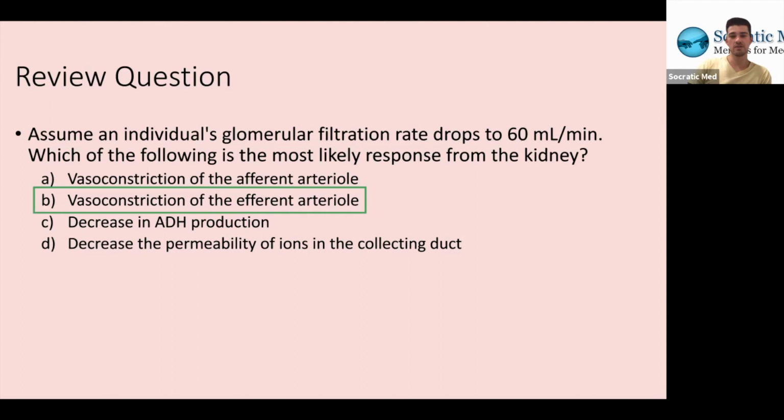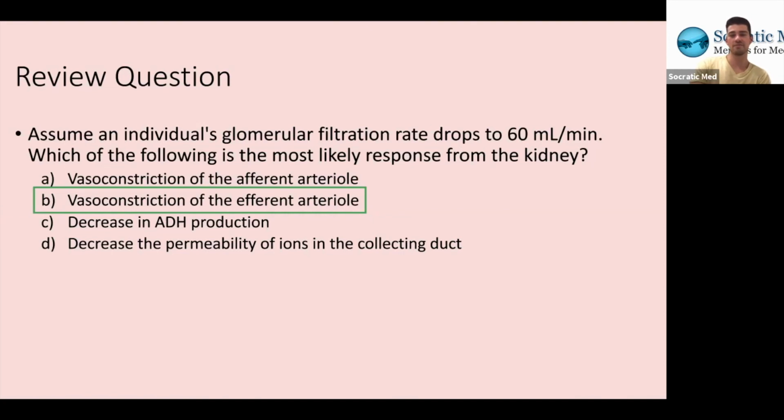So we're going to assume an individual's glomerular filtration rate drops to 60 milliliters per minute. If you remember before, 90 to 120 milliliters per minute is the average GFR for a human. So dropping to 60 is pretty dangerous.